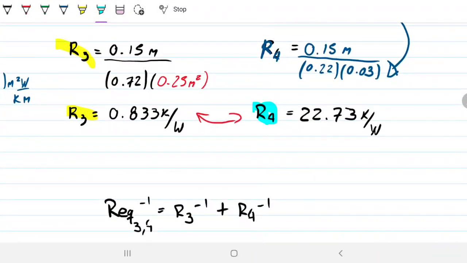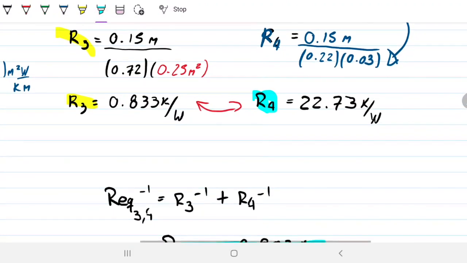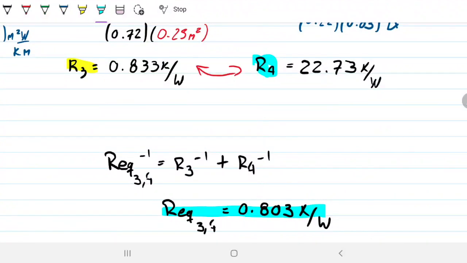So we know the equivalent will be the sum of both of them inversed, and that renders about 0.803 Kelvin per watt. And notice that this is indeed not only closer to my R3, but actually smaller than R3 and nowhere near my R4. From the perspective of the heat, it's much better to have that open avenue there and actually have the option of going through the plaster too, right? It's the best thing to do.